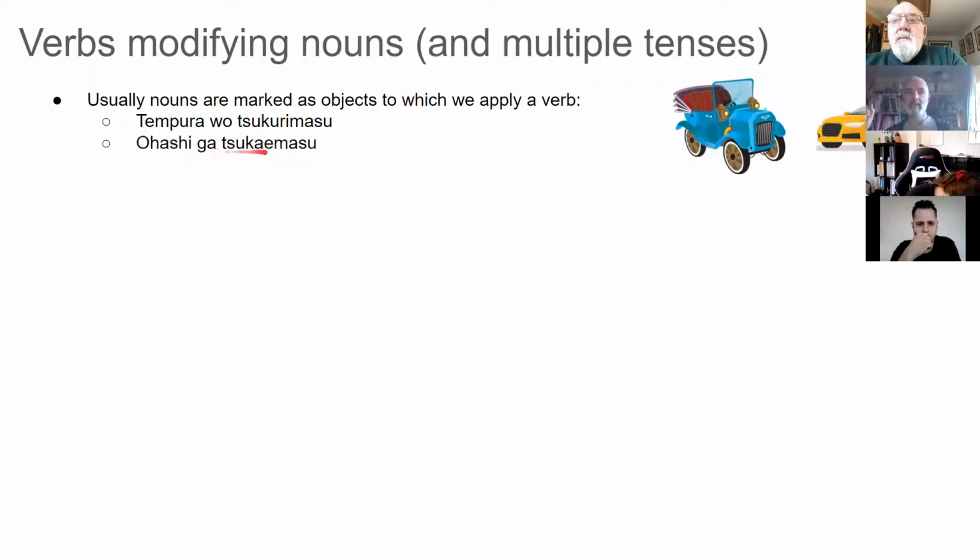Ohashi ga tsukaemasu. So here we're using ga to mark the object where we're using a potential form of a verb.